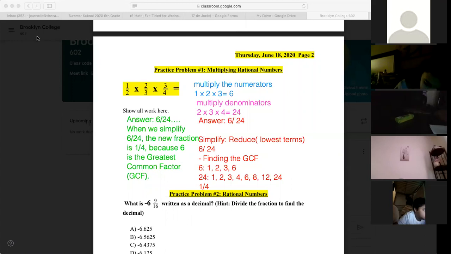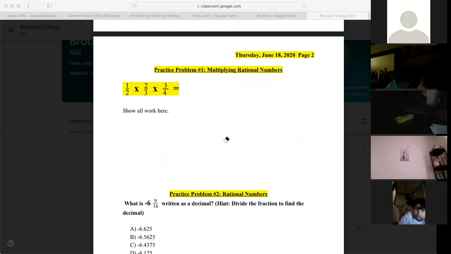Perfect. Okay, I'm going to take it away. In 5, there are 28 folks on. In 4, 3, 2, and you had enough time, I think. Okay, let's move on to the next problem.